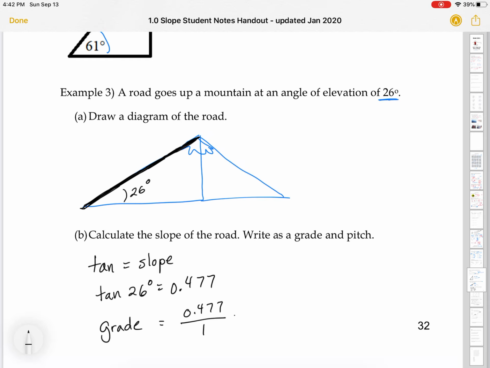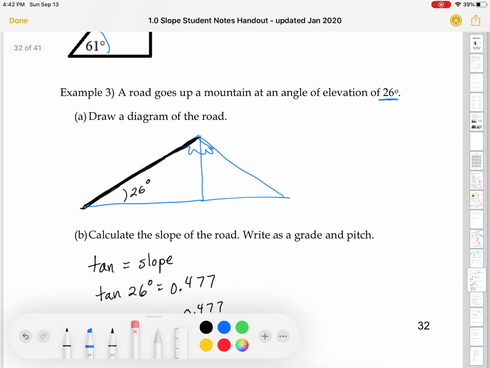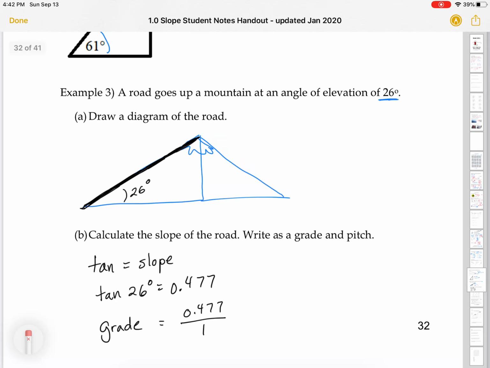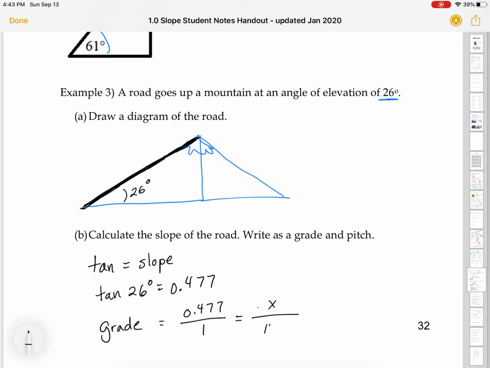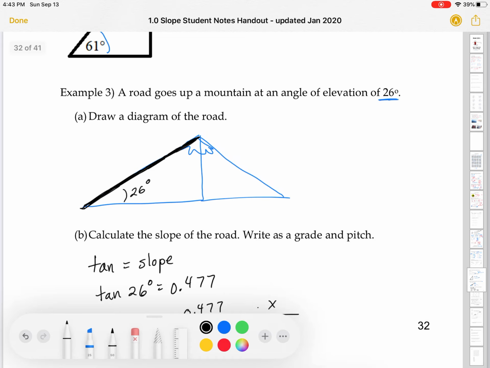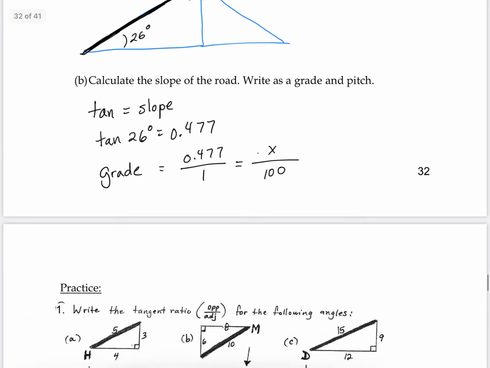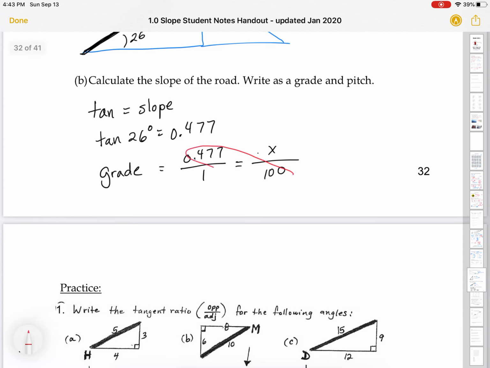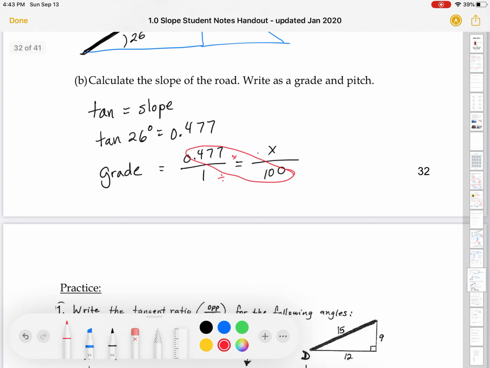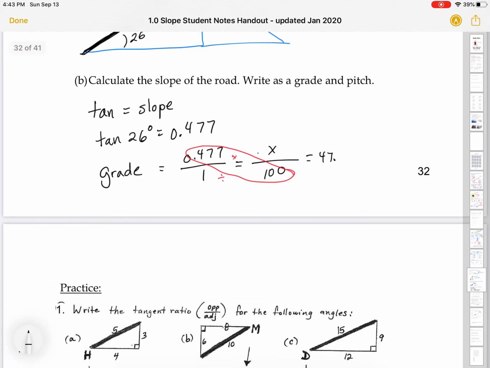So we just basically take that and make it equal to what out of 100, because we want a percent, right? So we're just basically, remember all of our cross multiplying and dividing? Oh yeah, I remember that. I'm going to run out of room. So we cross multiply and divide. Really all we're doing is multiplying by 100. So for our answer, we get 47.7%, right?